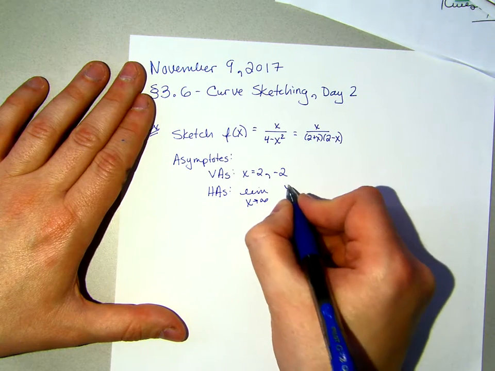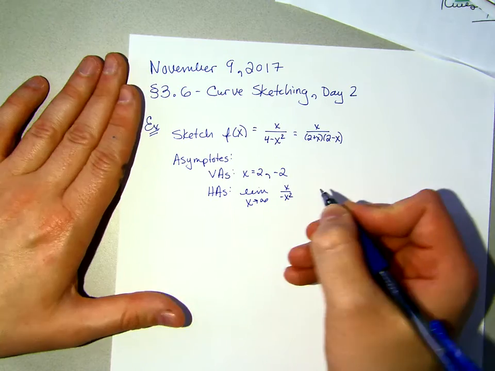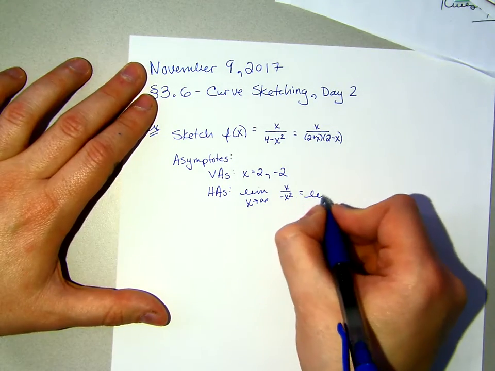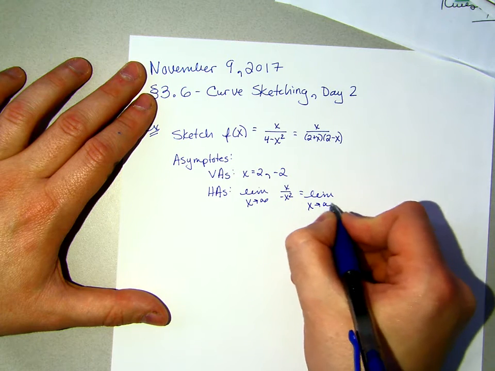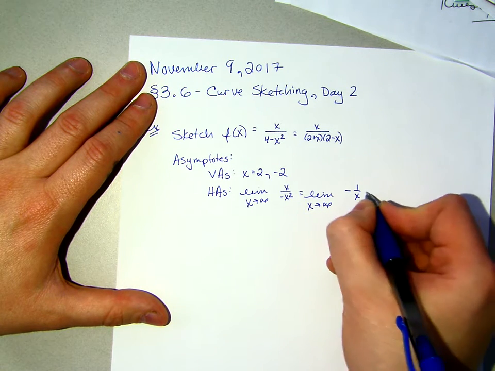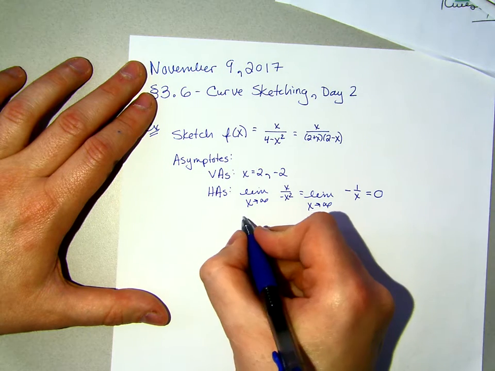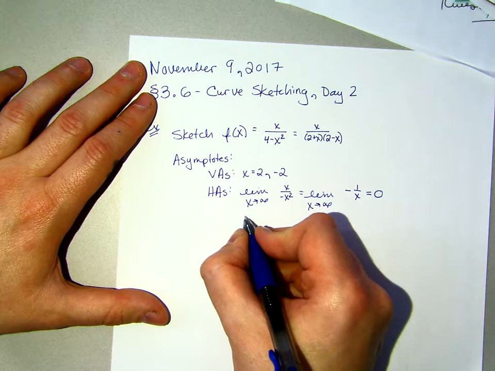We should probably also do negative infinity, but I think you know here it's going to be the same thing. Of x over negative x squared. Well, I'll cancel out an x. I'll make this the limit as x approaches infinity of negative 1 over x. What's that limit? 0. What's the horizontal asymptote? Y equals 0.